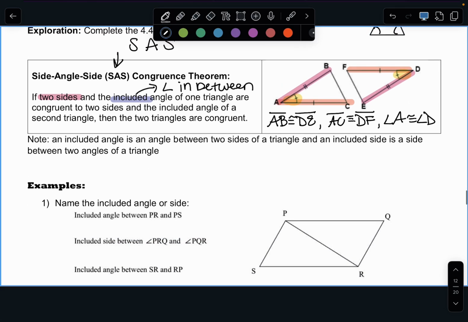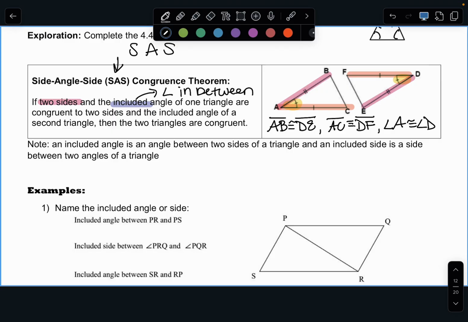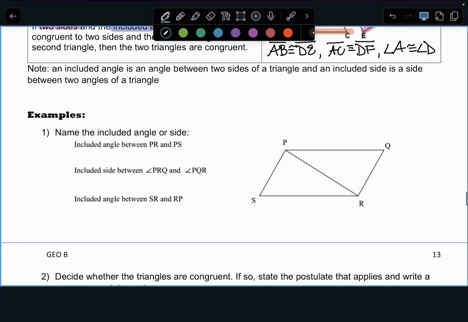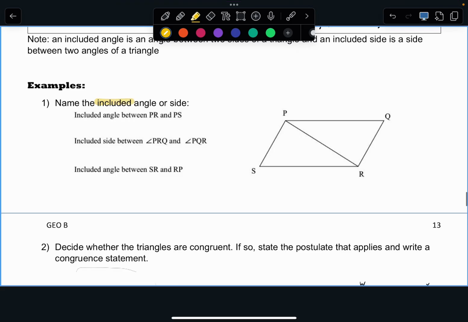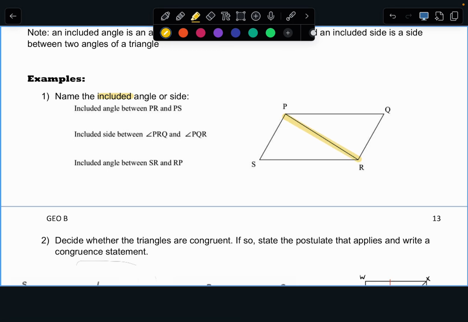And since we're dealing with angles between sides or sides between angles this entire unit, we're going to practice it. So again, we use the word included for angles between sides or sides between angles. We want the included angle between PR, here's PR, and PS, here's PS. What do we think?